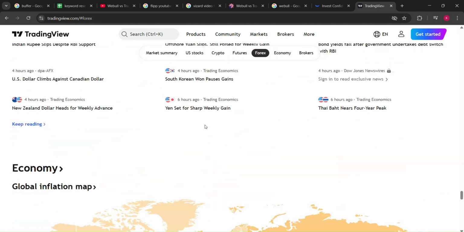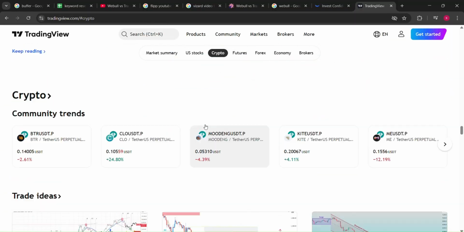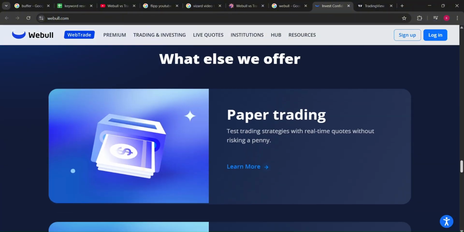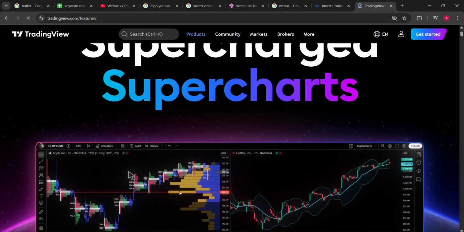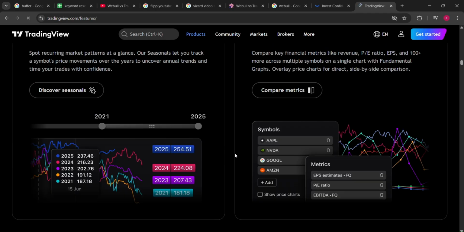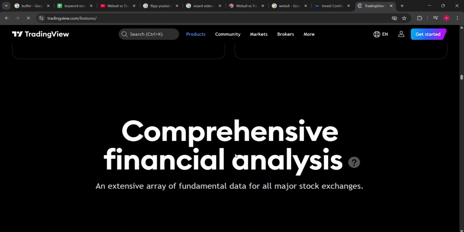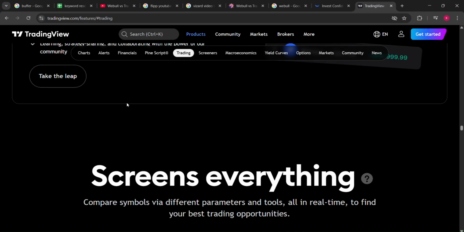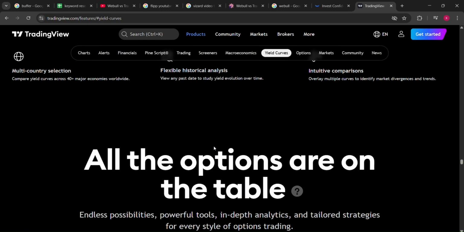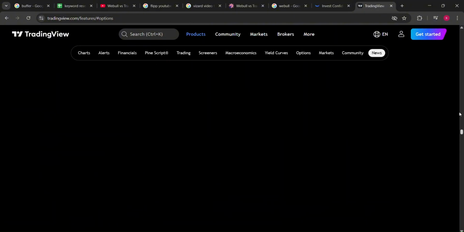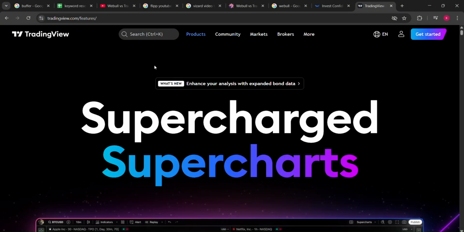Looking at pricing, Webull is completely free to use. You simply need to open a brokerage account. TradingView does offer a free tier, but many advanced features, such as multiple charts per layout, additional indicators, and faster data, require a paid subscription. The Essential plan starts at $13.19 per month when billed annually, or $16.95 if paid monthly.